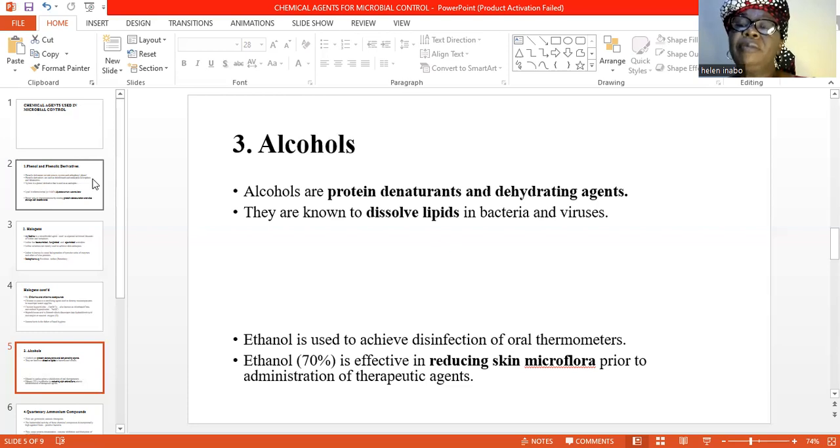Ethanol is used to achieve disinfection of oral thermometers, and 70% ethanol is used to reduce the skin microflora prior to administration of therapeutic agents. Before you take that shot of injection, insist on having the anatomic site or the skin swabbed with 70% ethanol.